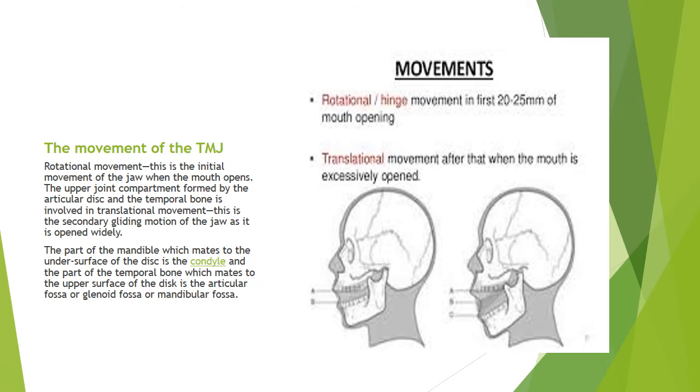When the mouth opens, the upper complex formed by the articulating disc with the temporal bone, as we discussed, is involved in a translation movement. This is the secondary gliding motion of the jaw as it is opening widely. The part of the mandible which meets the lower surface of the disc is the condyle. The part of the temporal bone that meets the upper surface of the disc is the articulating fossa, or the glenoid fossa, or mandibular fossa.